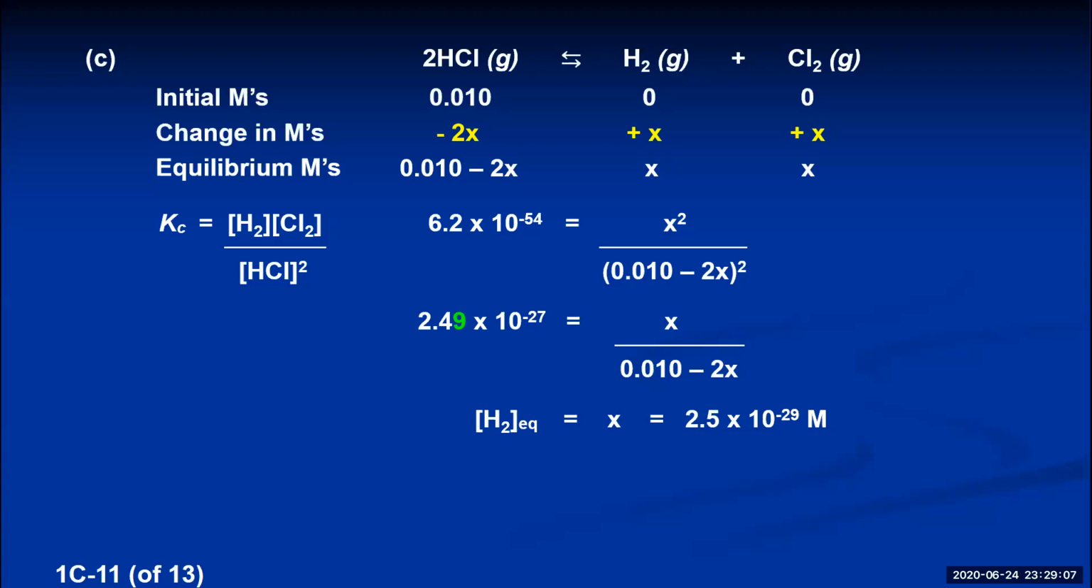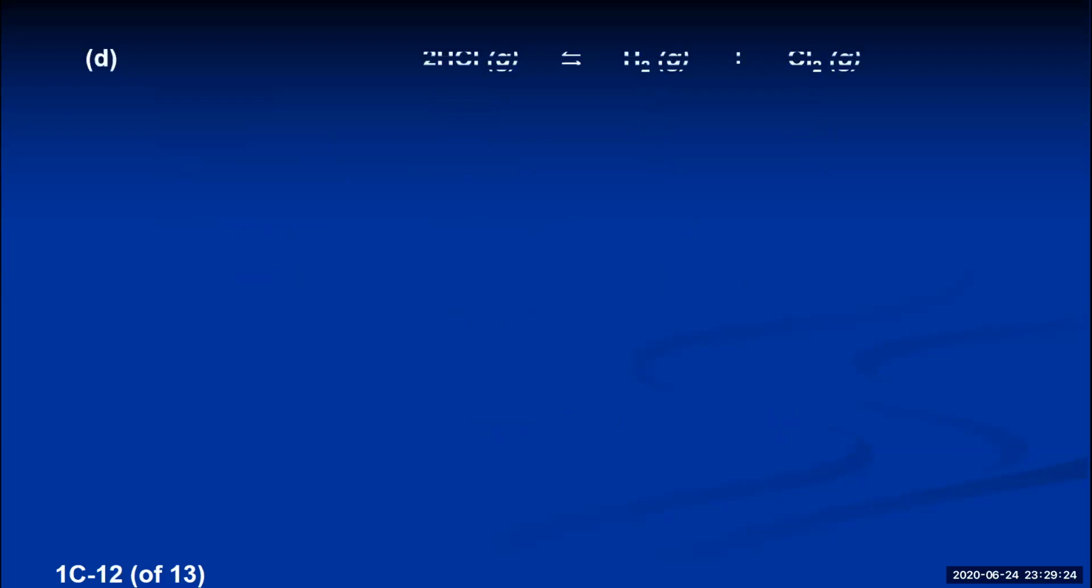Part D says if 0.0050 moles of chlorine and 0.0050 moles of hydrogen are placed in a 1 liter tank and allowed to come to equilibrium, will the X in the ice table be large or small? What will be the final concentration of hydrogen gas in moles per liter? So in part D, we'll use the same reaction because we know the equilibrium constant for this particular reaction.